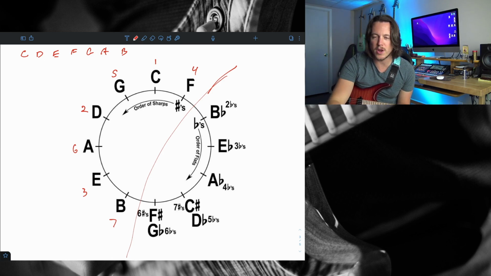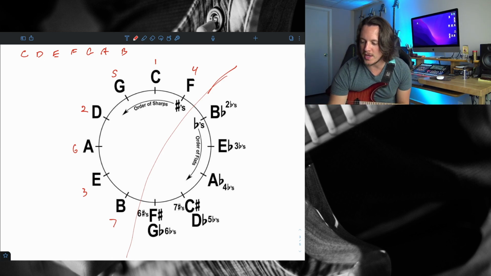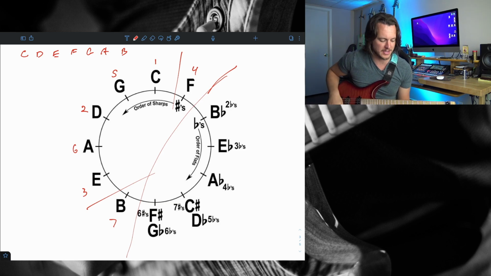We all know that, but what if we nip off the ends? If we temporarily get rid of the F and get rid of the B, well, what is that scale in particular? It sounds like this.